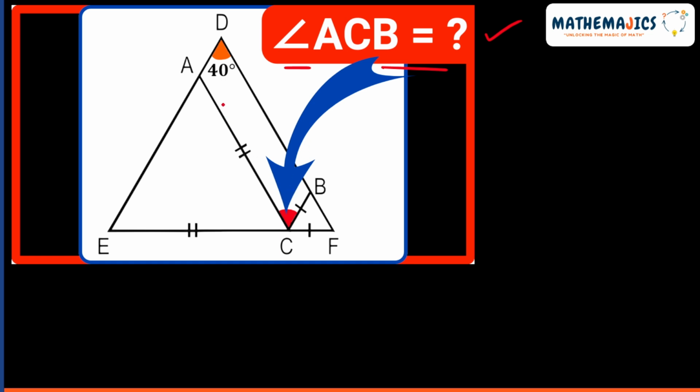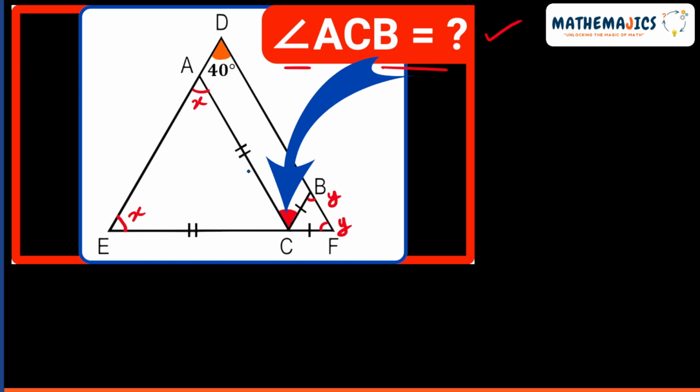Apart from this, we are given a few conditions, that is AC and EC are equal to each other. So if AC and EC are equal to each other, that means the angles opposite to them will also be equal. So I'm assuming them as X and X. Similarly, I can see side BC and CF are equal to each other. So we have this angle and this angle equal to each other. I am assuming them as Y each. Like I assumed X each here, I am assuming Y each here.